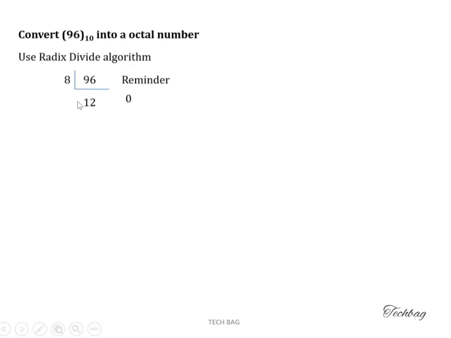Next you divide this 12 by 8. 1 8 is 8. The remainder is 4. Here also you have to start from the last remainder. This will give you the most significant bit of your octal number, and the first remainder will give you the least significant bit of your octal number. So you should start from here. The answer is 140. 140 is the corresponding octal number for this decimal number 96. This is for the integer part.